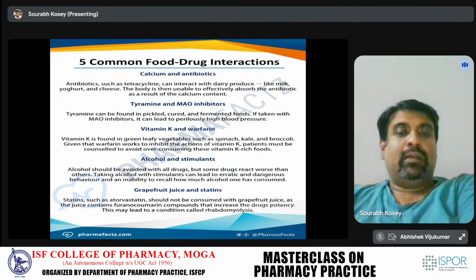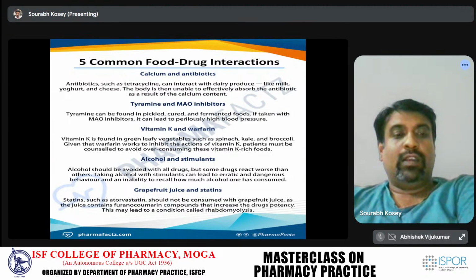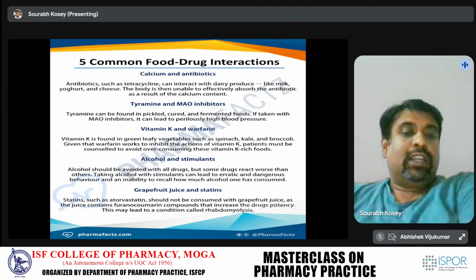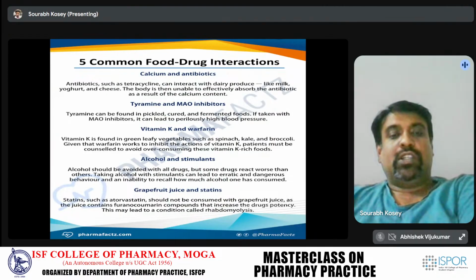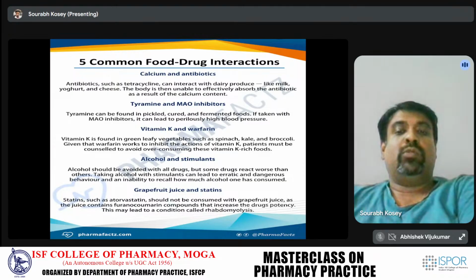Then tyramine and MAO inhibitors. Tyramine can be found in pickled, cured, and fermented foods. If taken with MAO inhibitors, it can lead to dangerously high blood pressure. Then vitamin K and warfarin. Vitamin K is found in green leafy vegetables such as spinach, kale, and broccoli. Warfarin works to inhibit the action of vitamin K, and these patients must be counseled to avoid overconsumption of these vitamin-rich foods.